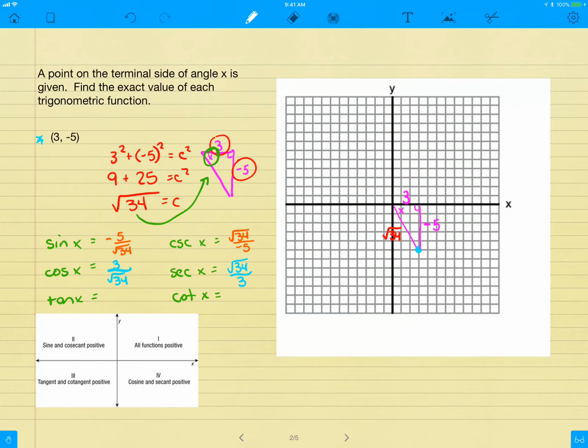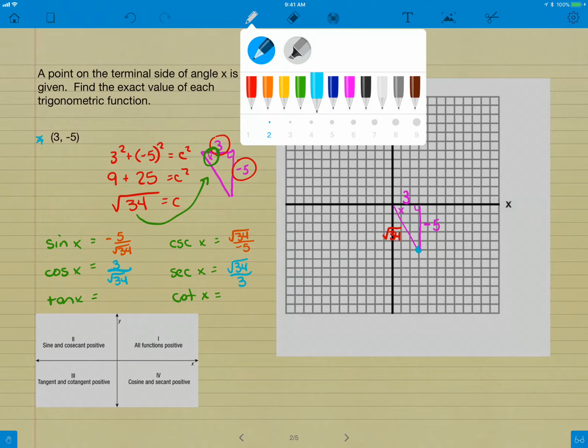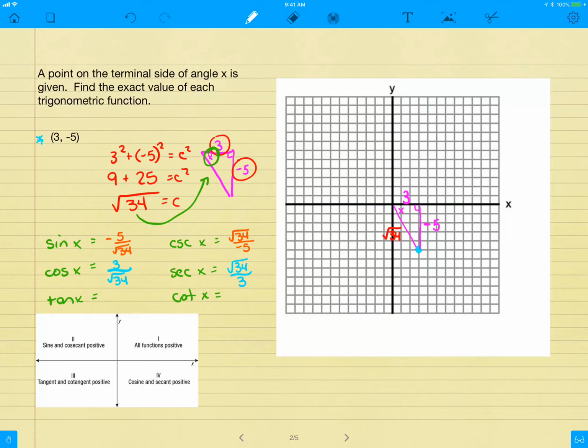And then for tangent, I'll pick another color again. No, I'm not going to pick yellow. Tangent would be the opposite over adjacent, and then flip that over. Again, that's where x is sitting. X should always touch the origin. That's how I know. It should be touching the origin, or theta, whatever angle you want to call it.